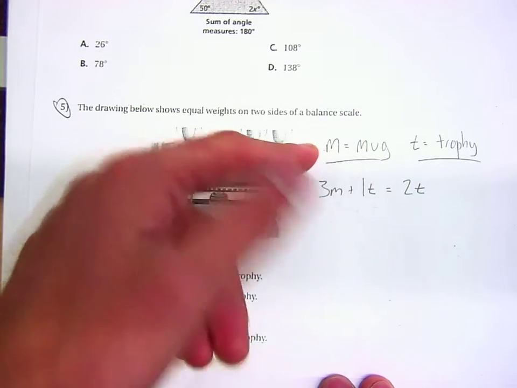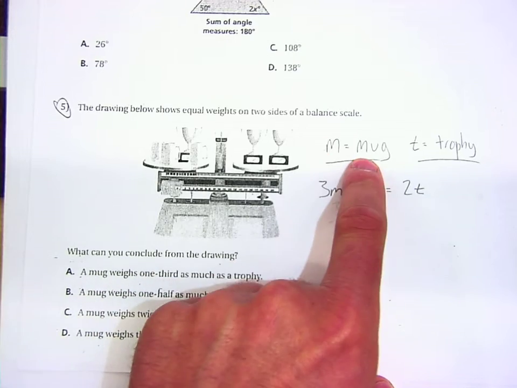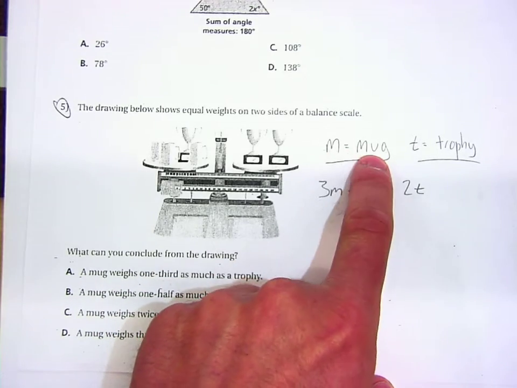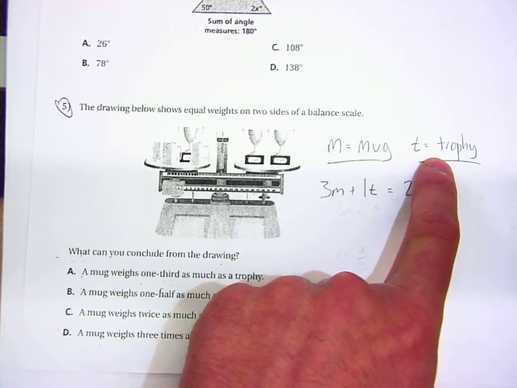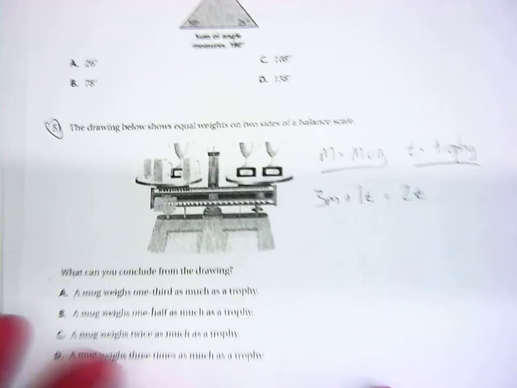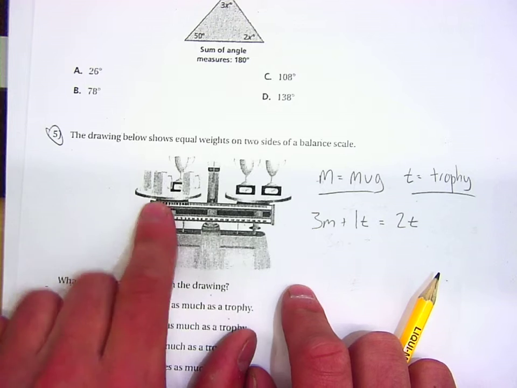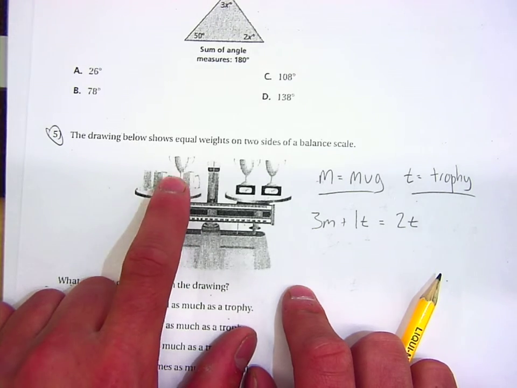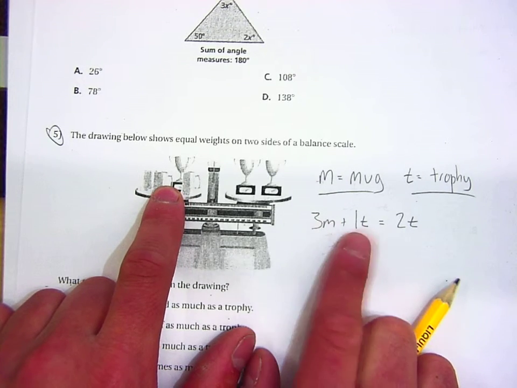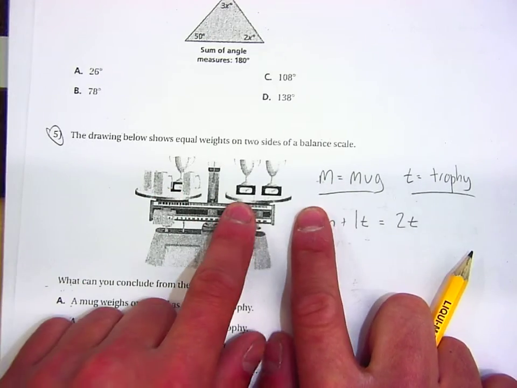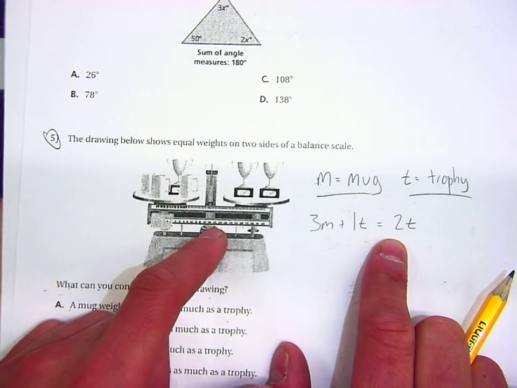So let's define M to be the number of mugs. Okay, M is the number of mugs. T is going to be the number of trophies. So if I set up an equation, a balance is like an equation. It's like 2 different quantities that are equal. So I'm going to say that 3 mugs and a trophy is equal to 2 trophies.